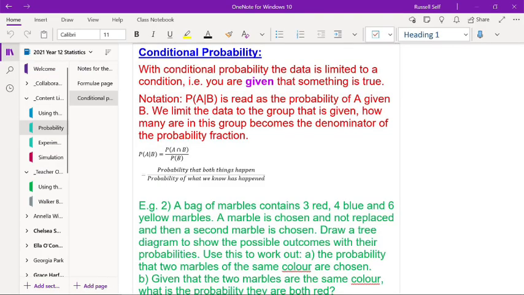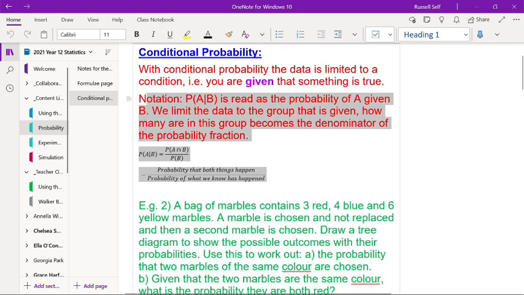And luckily, Miss SM has given us a wonderful note for this, and I put it in your OneNote. Hold on a minute. We'll look at it. Let me pull it up. So when we're looking at conditional probability, this is what you're going to be looking for. Something has already happened, right? And we know what that thing is.